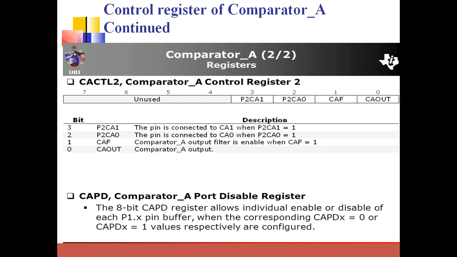Next one, control register 2 of comparator A. All 8 bits you can see in the diagram. It has different bits, for 4 of them, that is P2CA1, P2CA0, CAF and CAOUT. CAOUT is the comparator output. CAF means the comparator output filter is enabled when CAF is 1. Then P2CA0 means the pin is connected to CA0 when P2CA0 is equal to 1. Again, P2CA1 means it is connected to the comparator analog input 1 whenever it is 1.